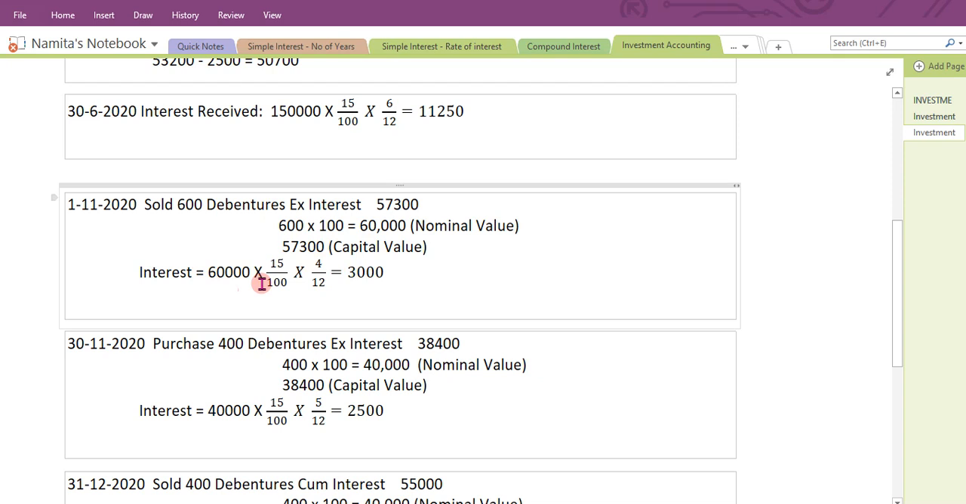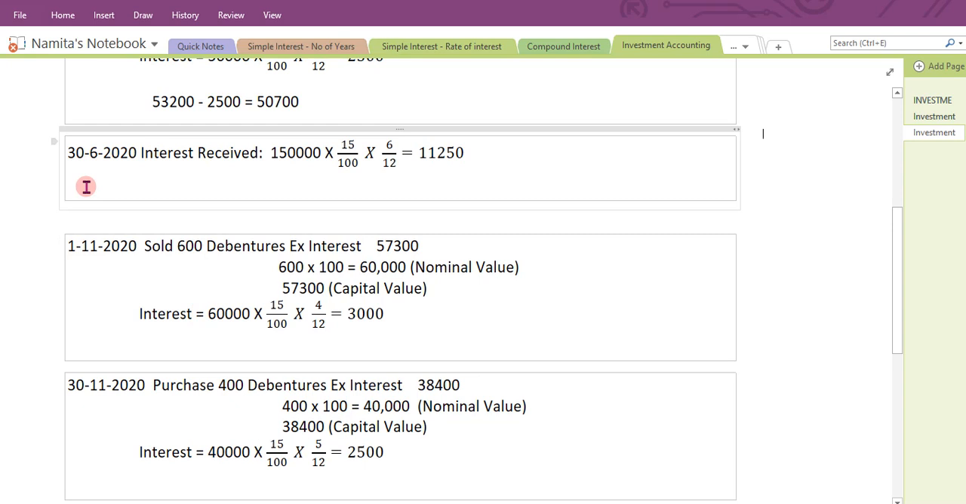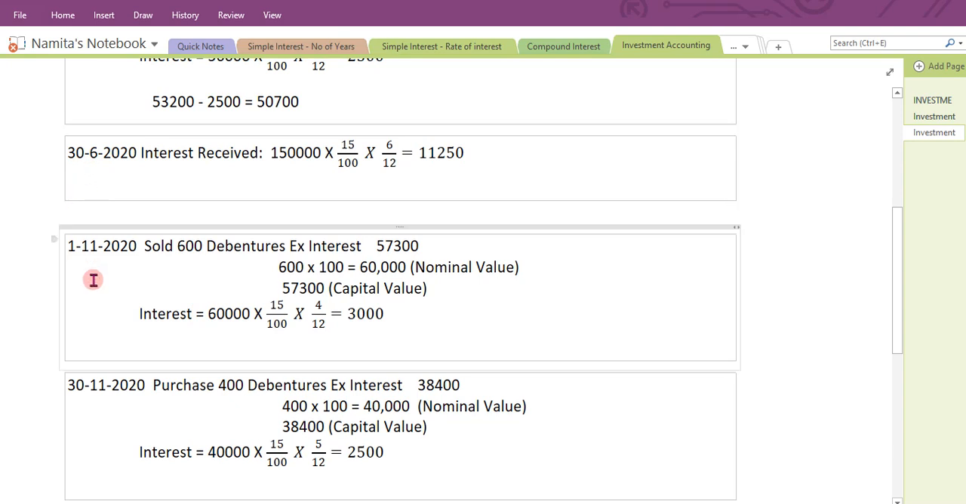Now we have to calculate the interest. Now remember one thing, in investment accounting on every transaction, whether it is a purchase or sale, you have to calculate the interest. So to calculate the interest, we have to take the nominal value, the percentage of those debentures, and the calculation of the months, for how many months the interest is paid or received. So 60,000 is the nominal value of 600 debentures, then 15% debentures, multiply by 4 divided by 12. Now how are there 4 months? Last interest we have received on 30 June. So after 30 June till 1st November, total 4 months are there.